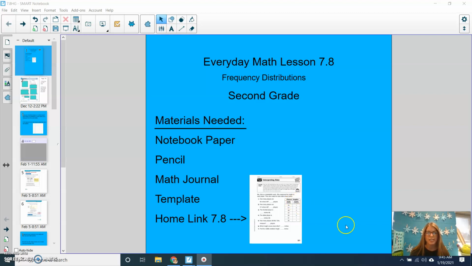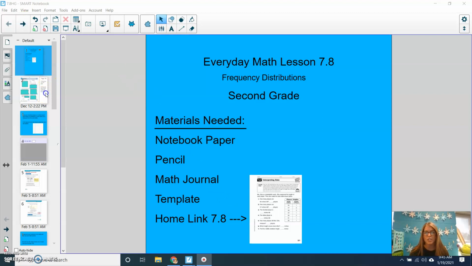The materials that you'll need today: notebook paper, pencil, math journal, your template, and HomeLink 7.8. If you don't have HomeLink 7.8, that's okay. Just keep following along with the lesson and you can write down your answers in either a notebook or on a whiteboard. Let's get started.